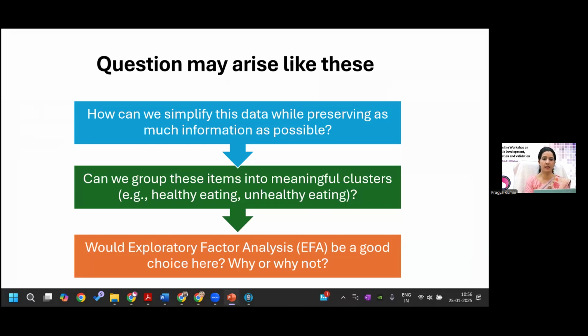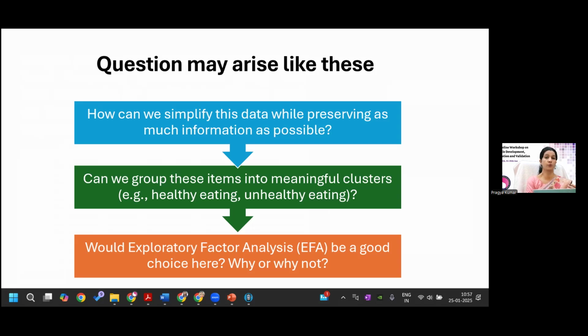If I have to analyze the questionnaire, or summarize that particular dietary pattern, how can I simplify the data? I want to simplify all those items while keeping the initial information which I took. I don't want a huge loss of information. If I want to summarize or reduce the dimension, simultaneously I don't want my information to be compromised, so I want to preserve as much information as possible.